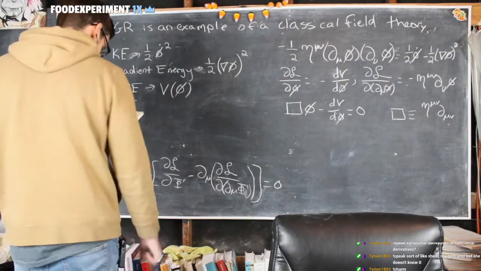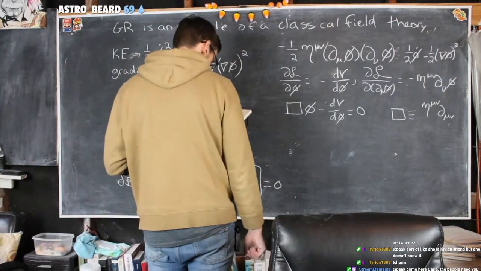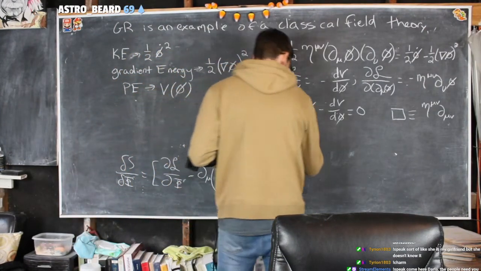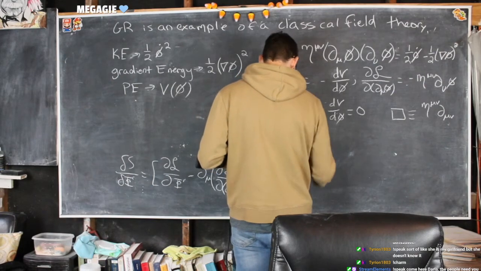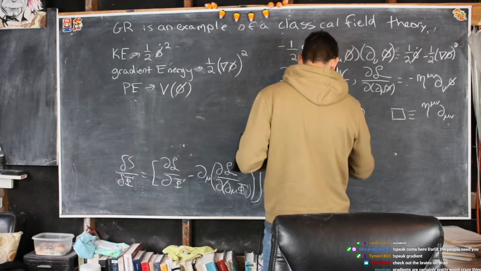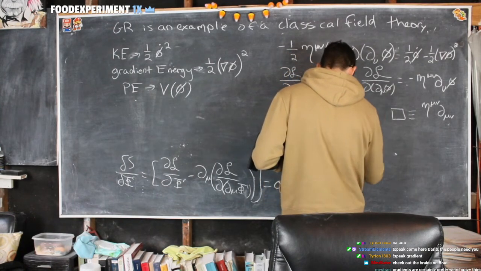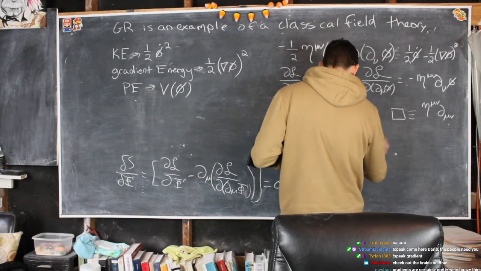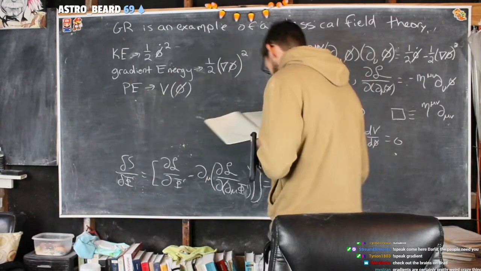Anyways, in flat space-time, this is equivalent to the double derivative with respect to time, basically the acceleration, minus the second derivative in the spatial components, we'll say it like that, plus dV/dphi is equal to 0.